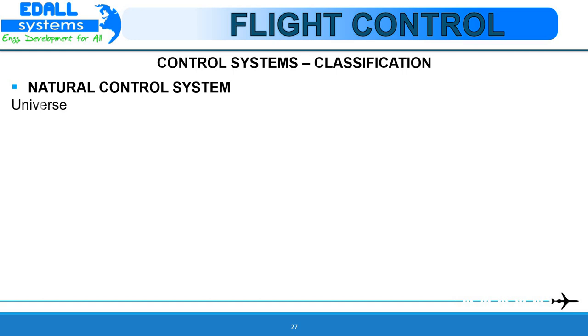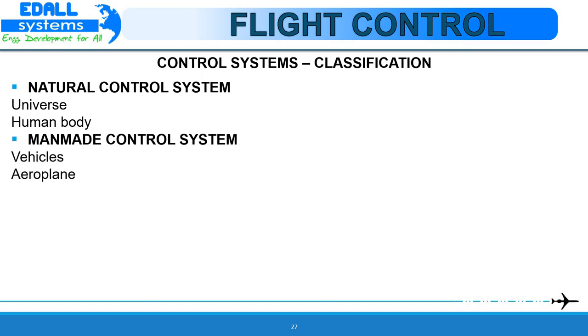Natural control system. We have the universe and the human body. The biological systems, the systems inside a human being, are of natural type. For example, the respiration system inside the human being is a good example of a natural control system. This system activates the secretion glands, secreting sweat, and regulates the temperature of the body. Then we have man-made control systems like vehicles and aeroplanes. The various systems we are using in our day-to-day life are designed and manufactured by human beings. Systems like vehicles, switches, and various controllers are called man-made control systems.